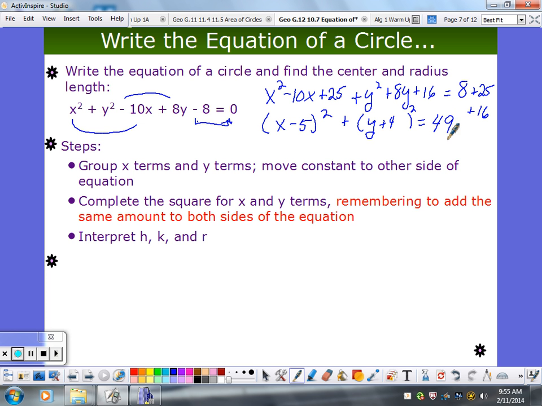49. Does this look like our standard form of an equation of a circle? Yeah. What's the center? Careful, careful now. What's the center? Yeah, what is it, Sam? 5, -4. Right? Excellent. What's the radius? 7. Cool. I think that's neat. You good?